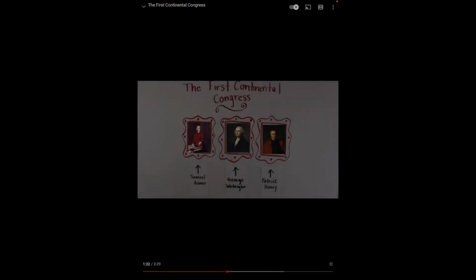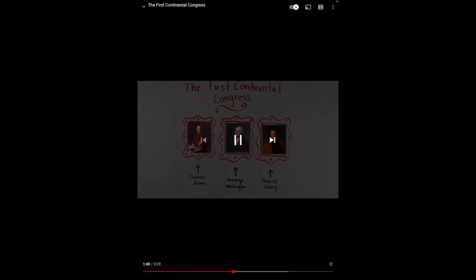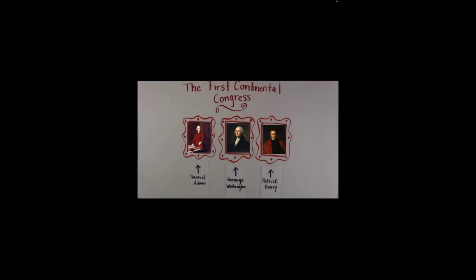Some important future members of the United States government were in attendance, like Samuel Adams, George Washington, and Patrick Henry. The men discussed how they should deal with the British and the Intolerable Acts.